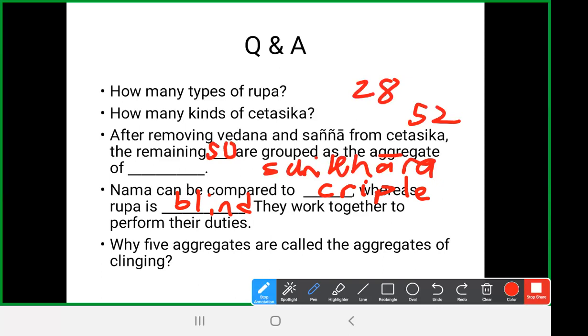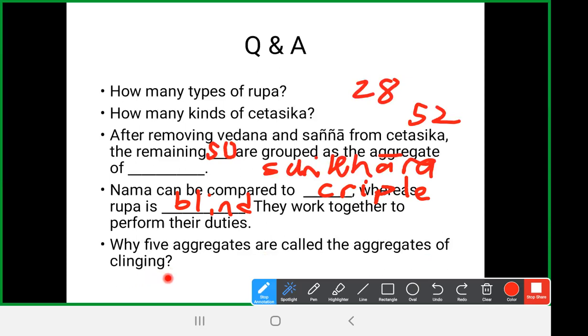Okay. Now next question. Why are the five aggregates called the aggregates of clinging?